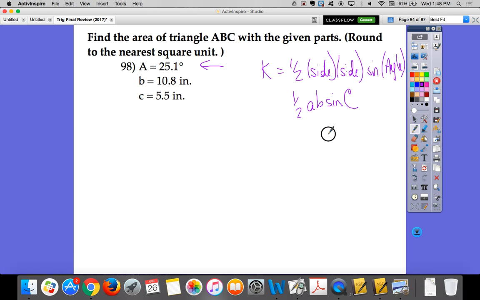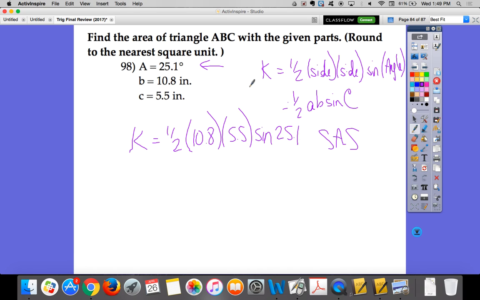So it's fitting SAS is what you're doing. And that's what's going on here, it's SAS. If you drew the picture and labeled your sides, you have the two sides and the included angle. So it's just a matter of, can you substitute your values in? Please remember that sine is the trig function you use for this formula.